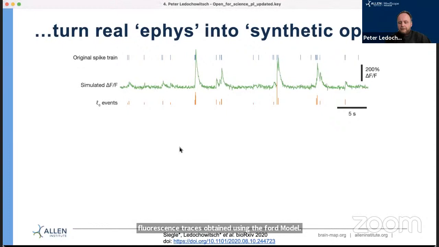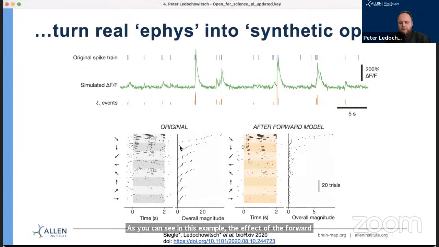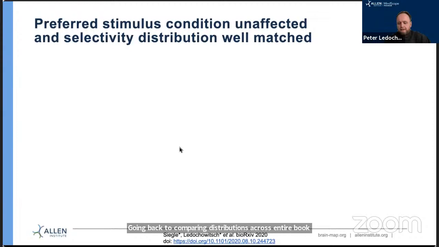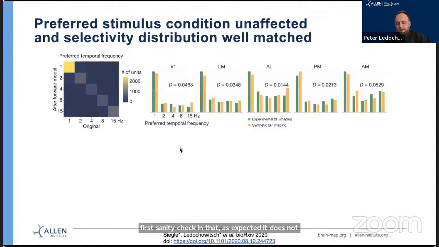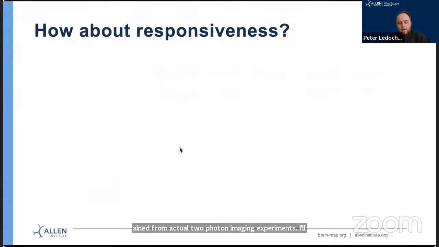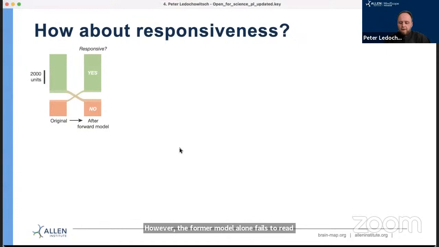As you can see in this example, the effect of the forward model leads, as expected, to a sparsification of responses and a nonlinear emphasis of bursting activity. Going back to comparing distributions across entire populations of neurons, the forward model passes the first sanity check in that, as expected, it does not affect preference distributions. At the same time, it does significantly increase selectivity and moves the selectivity distributions towards those obtained from actual two-photon imaging experiments, albeit not quite all the way. However, the forward model alone fails to reconcile differences in responsiveness, which is again the odd one out.